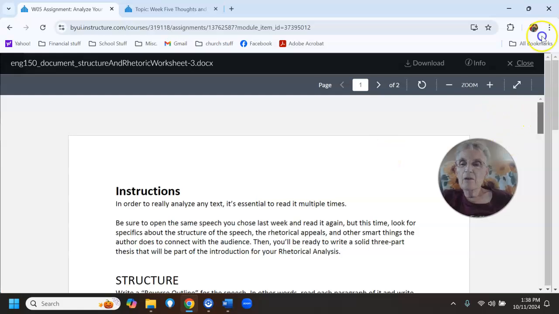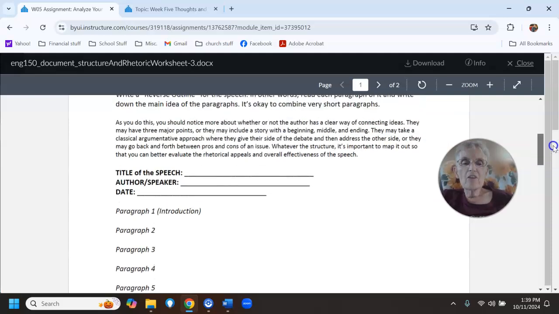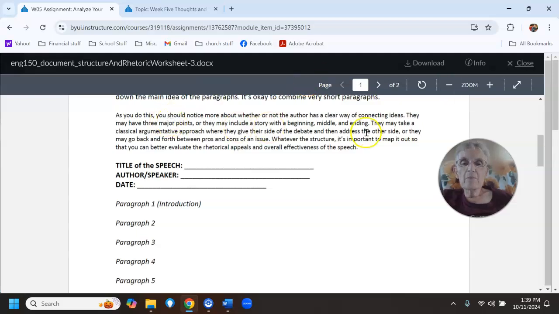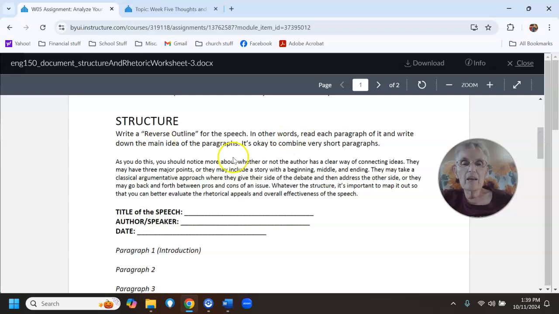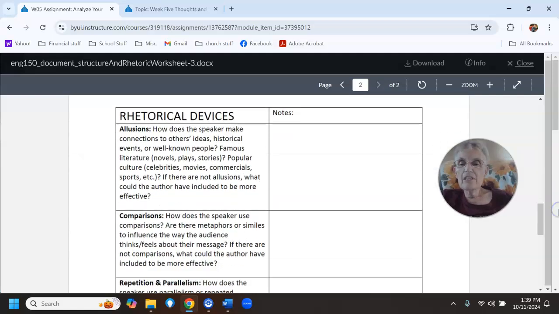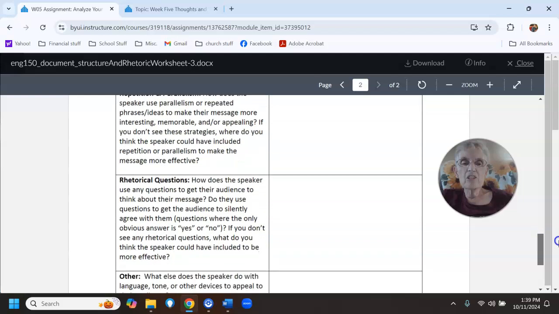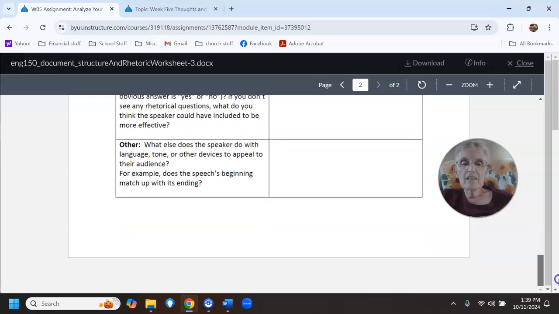Okay. So, you're going to look at the structure, the title of the speech, the author and the speaker. You're going to take each paragraph and talk about the way that it's structured. You're going to talk about the major points, or having a story, or a classic approach where they talk about the other side, or they go back and forth between the pros and cons. Whatever the structure, map it out so you can evaluate the rhetorical appeals. Okay, and then these are the rhetorical devices: allusions, the comparisons, the repetition and parallelism, rhetorical questions, and other things. Keep this in a very good place because you're going to be using these words and these ideas in your essay.